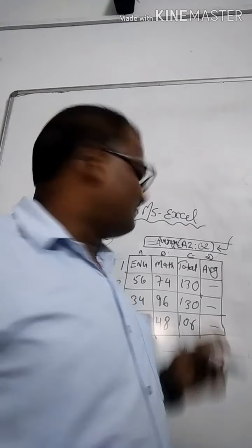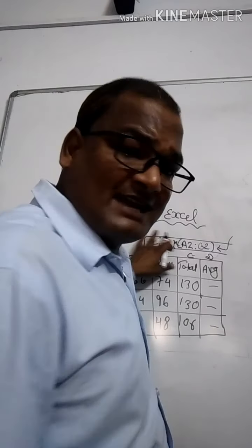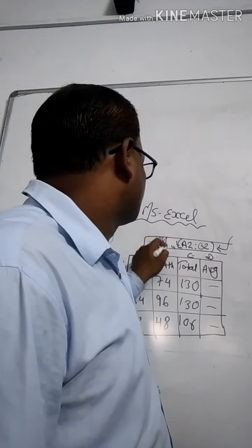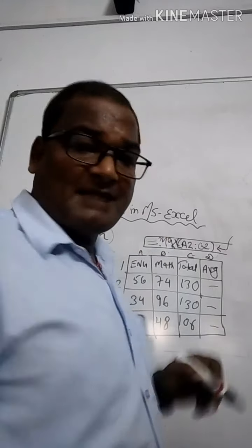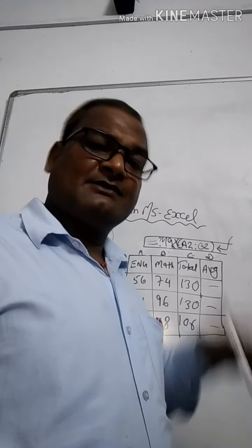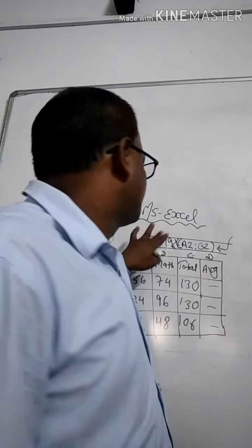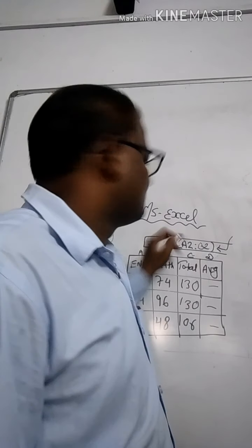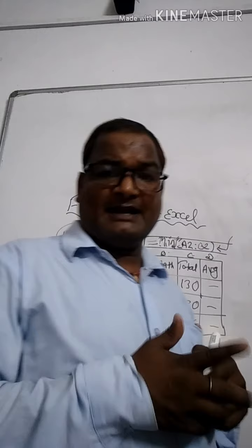How do we find the maximum number? Instead of average, you just write MAX. Similarly, how do we find the minimum? Instead of maximum, you just write MIN. Okay?